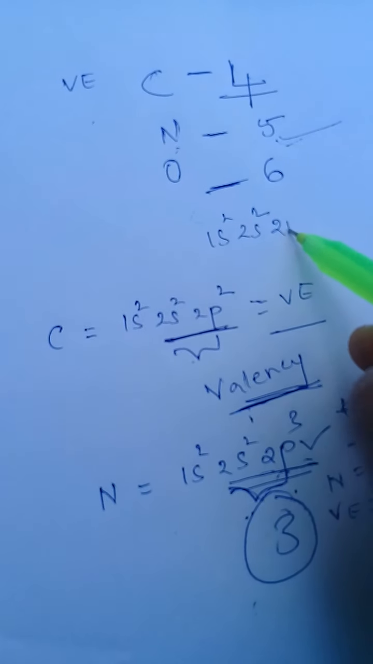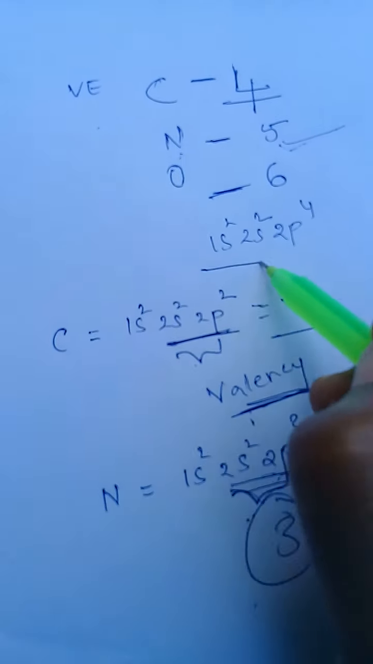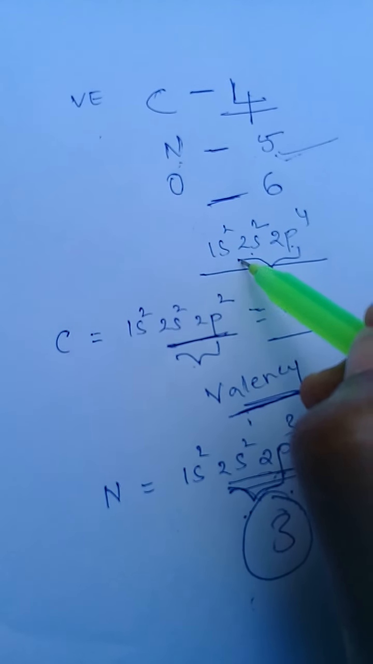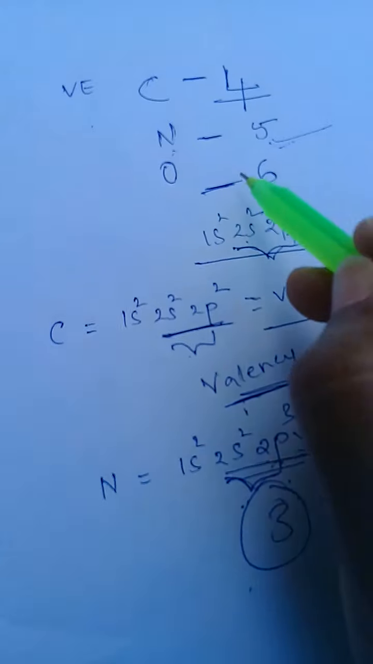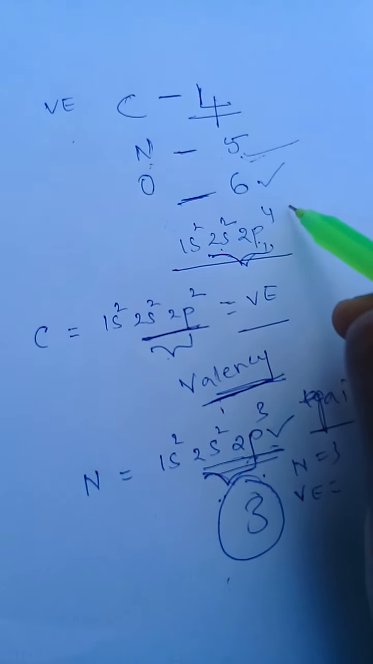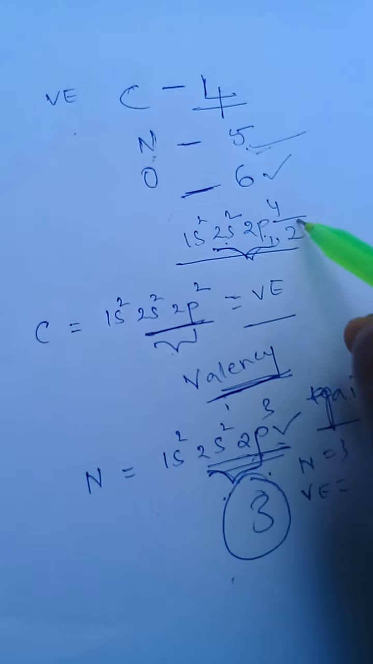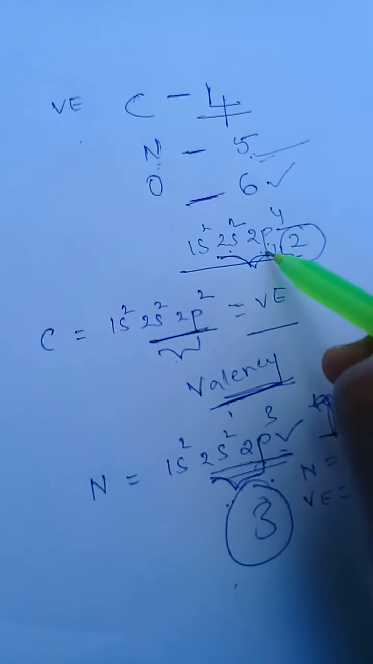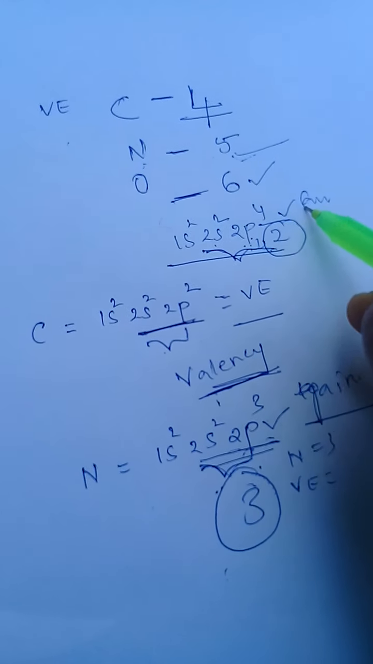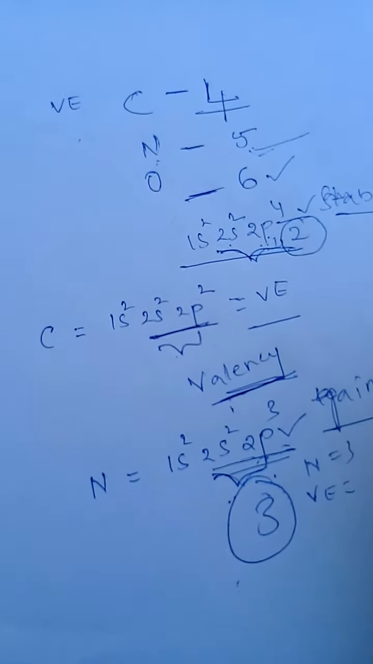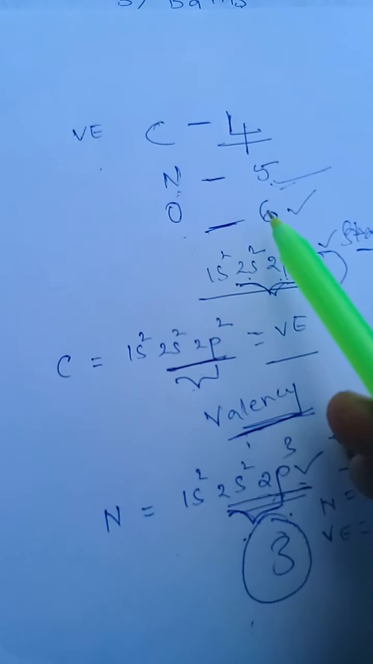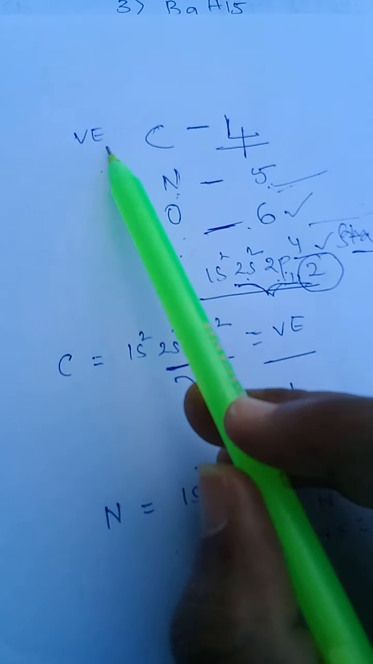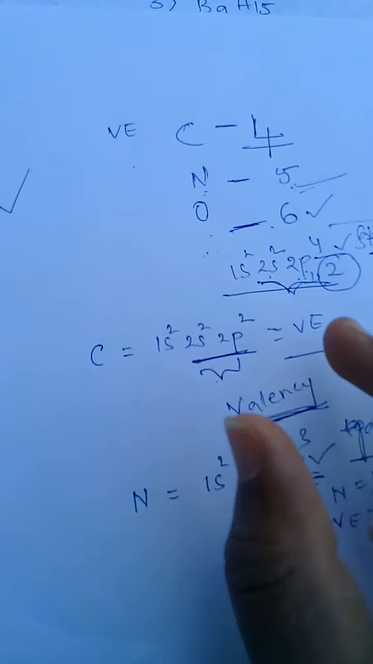And for oxygen, 1s2, 2s2, 2p4. See, 2s2, 2p4 means the outer shell has 6 valence electrons for oxygen, and the valency for oxygen is 2. Oxygen gains 2 electrons in the outer shell and then it attains a stable configuration. So valence electrons for oxygen are 6 and valency for oxygen is 2. This is the difference between valence electrons and valency.